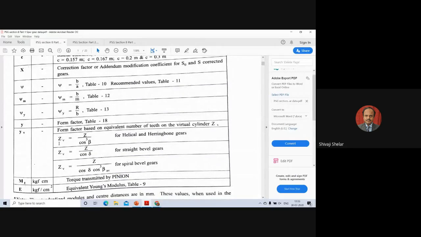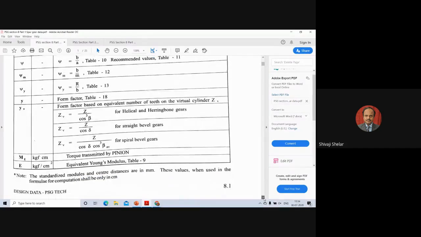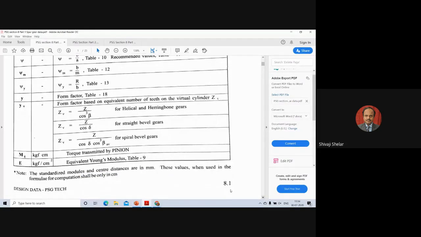So this is the virtual teeth formula here: Z_V is equal to Z upon cos cube beta. This is for helical and herringbone gear; both are helical type only. It is available on page number 8.1. So whenever we solve any problem in an assignment or examination, we need to cite where that formula, that figure, that property data is taken from as a reference.